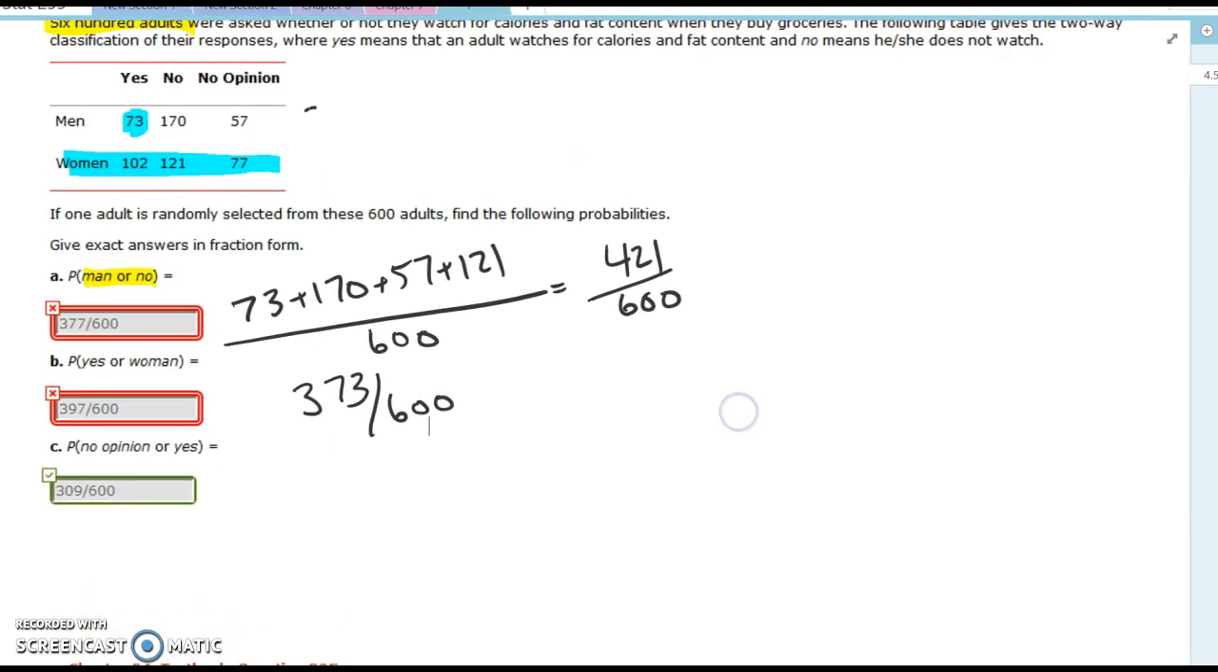And the last one was the number of people that voted no opinion or yes. Going back to the chart, I'm going to add the yes column and the no opinion column, and those two add together to 309 over 600.